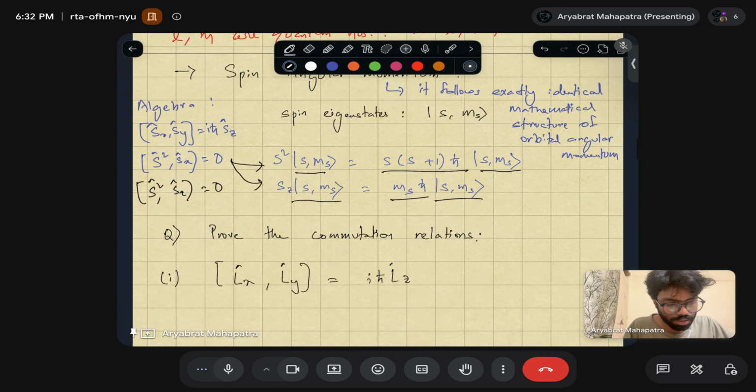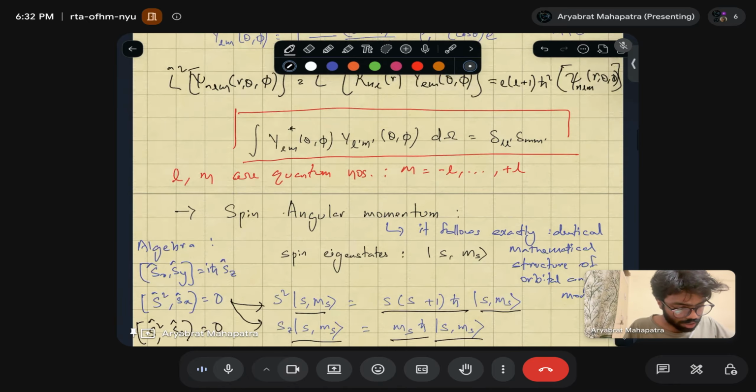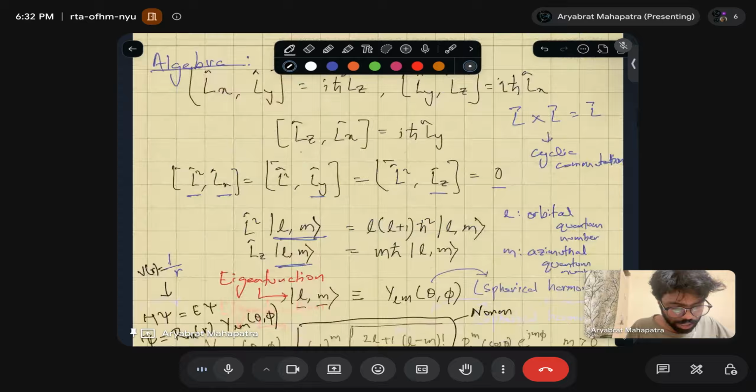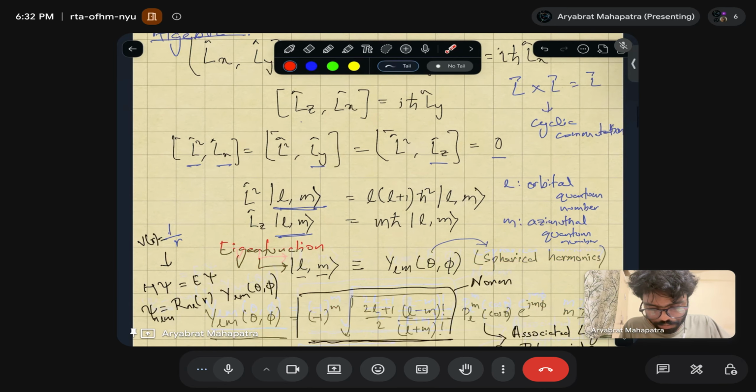Okay, so we'll start off with this basic relation of commutation. As I was saying about LX and LY, they have a cyclic commutation relation. So the commutator of LX and LY gives you the LZ operator. So how is it? We can see.